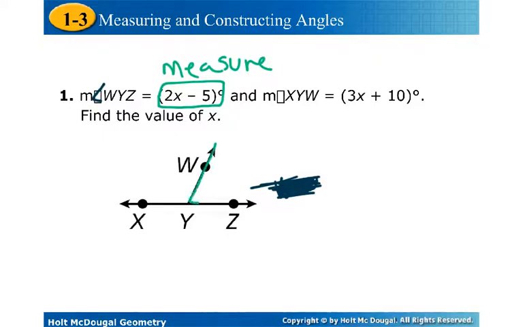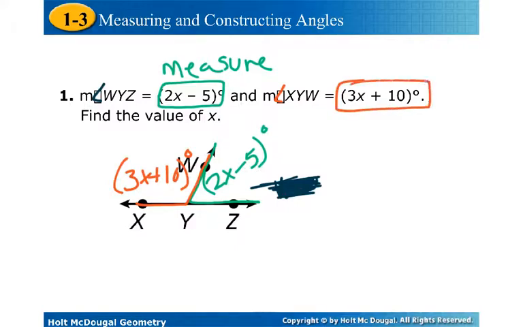So WYZ is over here. From W to Y to Z, you're going to get 2x minus 5 that takes up this angle. Over here on angle XYW, we're going to have 3x plus 10. And so that's over on the other side. And it turns out that we don't have anything about them being the same, so no bisect has been mentioned. We also don't have any tick marks in here or anything like that, so we don't know if they're the same or what they would do in that case.